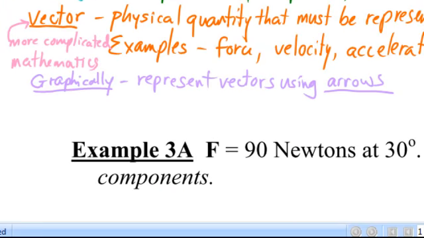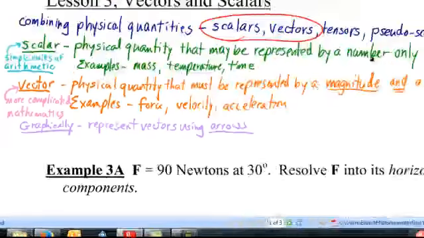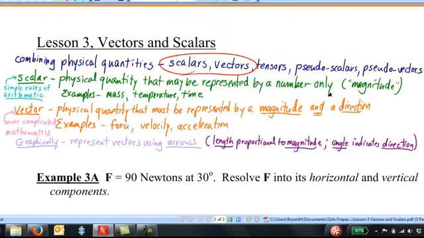The length of the arrow on an appropriate scale represents the magnitude, and the angle the arrow makes in a given coordinate system represents the vector's direction. So that means we'll be using a ruler to construct the magnitude of the vector, and we'll use a protractor to construct the direction of the vector.